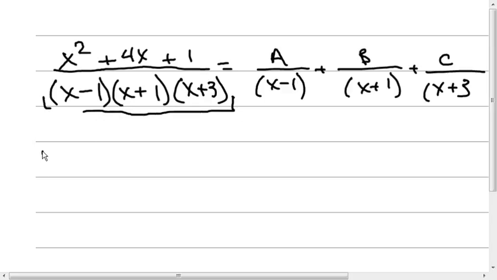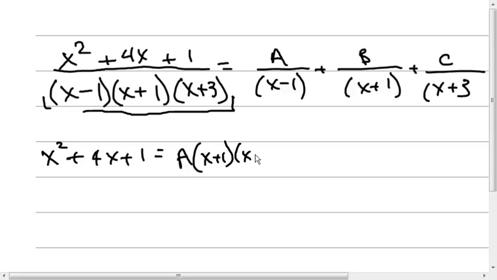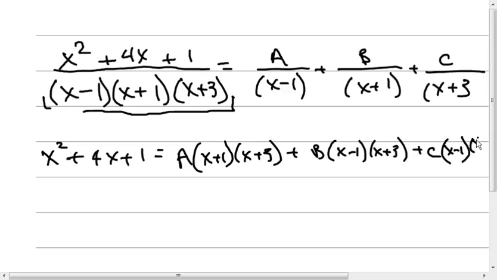Okay, so we get x squared plus 4x plus 1 is equal to, and now in this case, I'm not going to write it out each time, but x minus 1 will cancel with the x minus 1, and we get A times x plus 1, x plus 3, plus B times x minus 1, x plus 3, plus C, and that'll be times x minus 1, x plus 1. I ran out of room there.